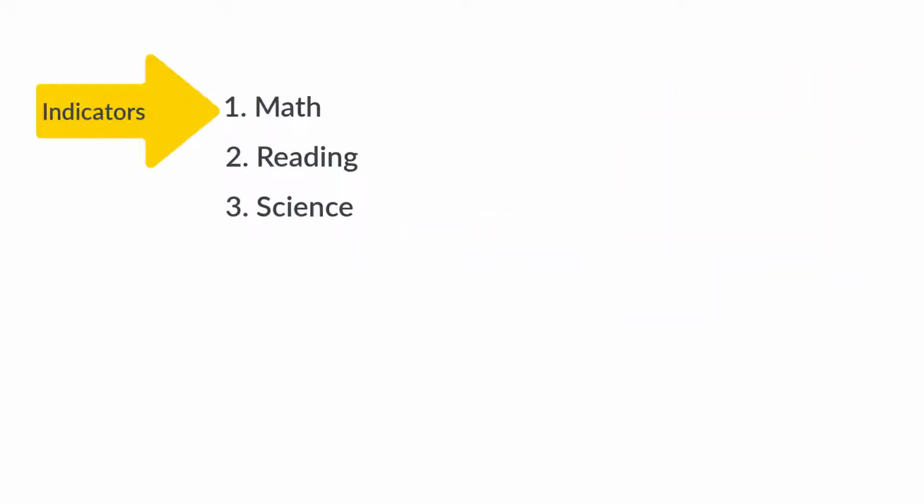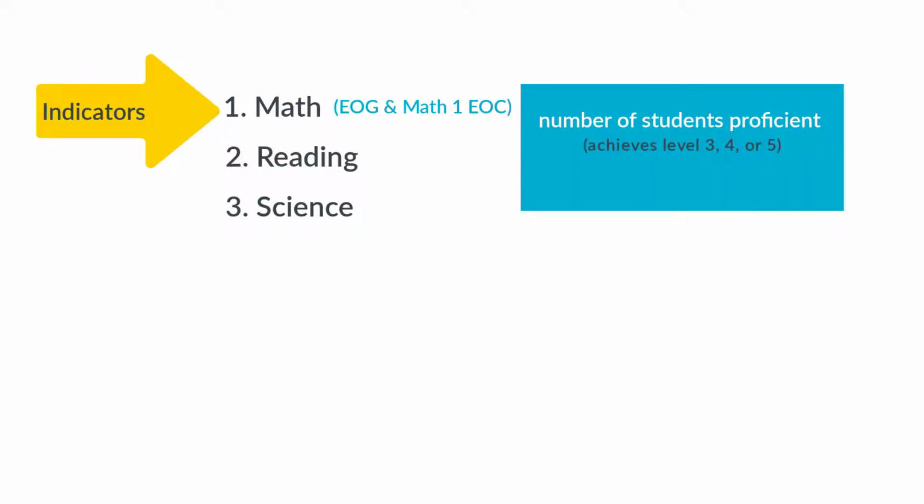3 of these indicators are based primarily on the North Carolina end of grade assessments. They are the math, reading, and science indicators. The math indicator is a combination of the EOG mathematics assessments and the NC Math 1 EOC assessment for 8th grade students who are enrolled in Math 1. These indicators measure how many students reach proficiency out of the number of students tested, if 95% of the students took the assessment.